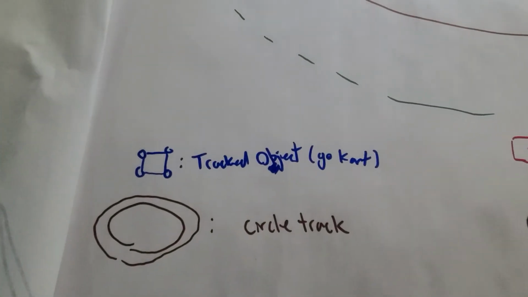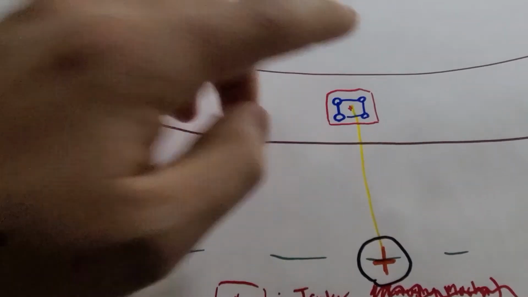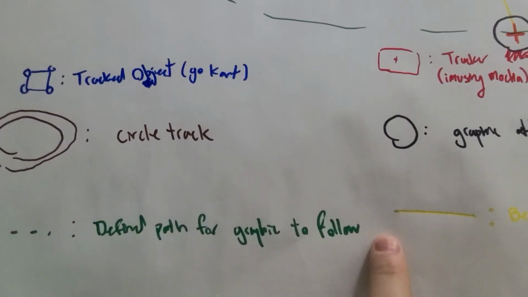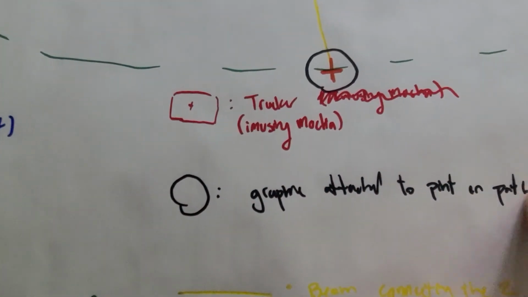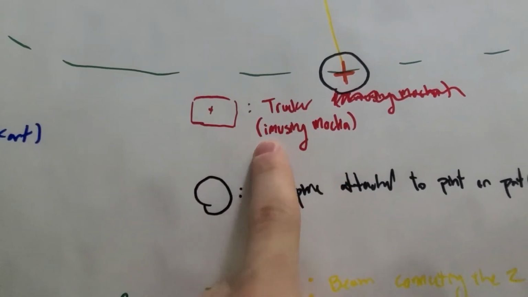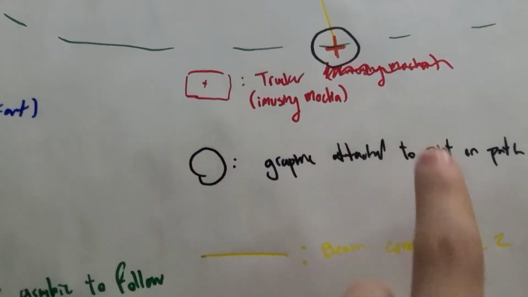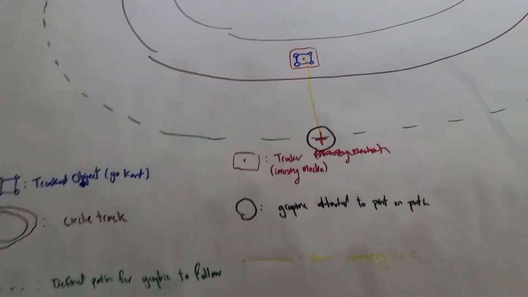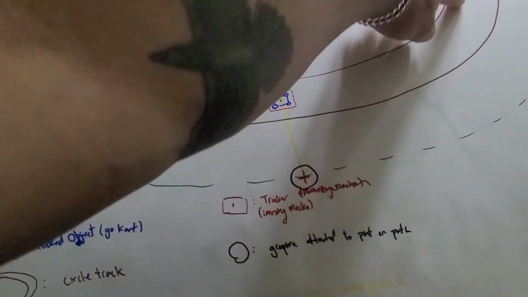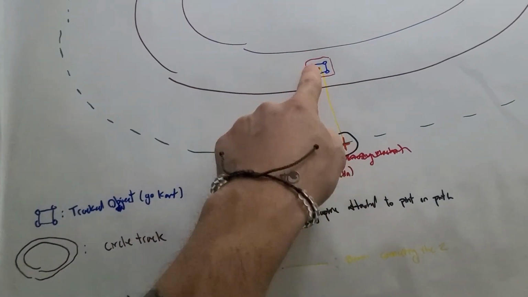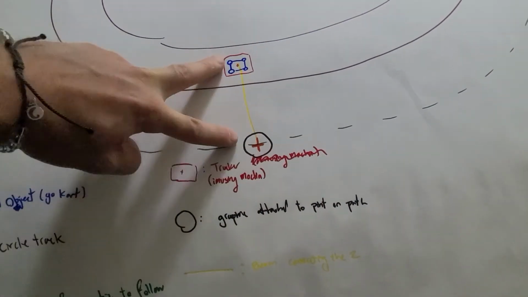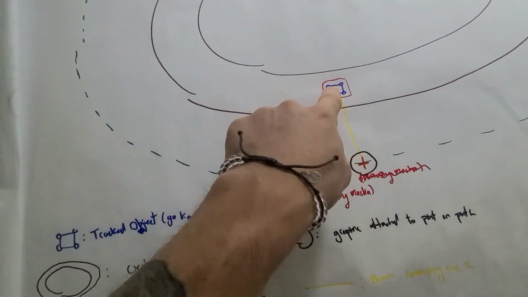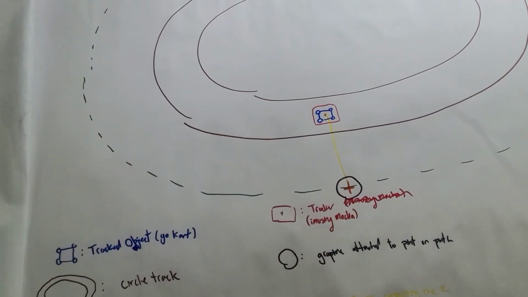Here's my key. So that's my tracked object, the go-kart. There's our circle track, the defined path for the graphic to follow. This is our little graphic. This is my tracker. I'm using Mocha, and the beam connecting the two. So ideally, the final goal is the go-kart goes around the track, and just outside of it follows our little graphic with a line in between. That way I can show who's in which cart. That's all. Thanks, guys.